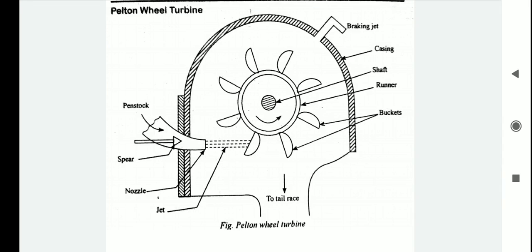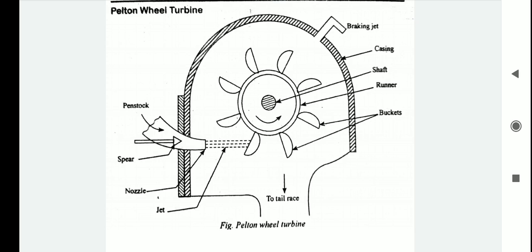Hello students, in this video I am discussing the Pelton wheel turbine. This is the only type of impulse turbine of tangential flow. This turbine is in common use. It mainly possesses a nozzle, runner and buckets, casing, and brake nozzles, as you can see from the figure.